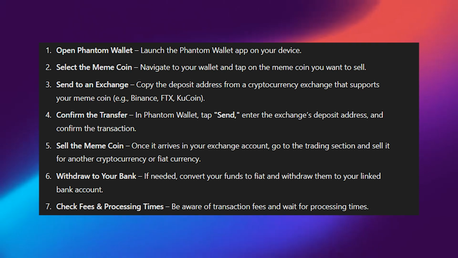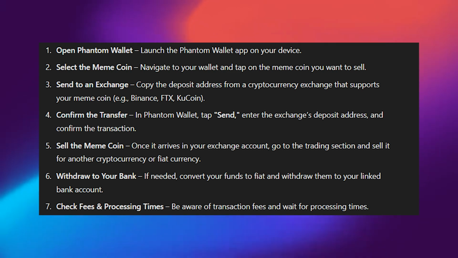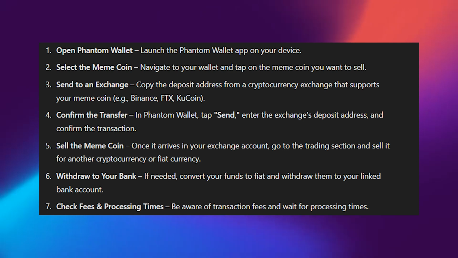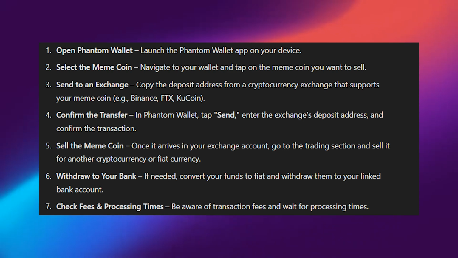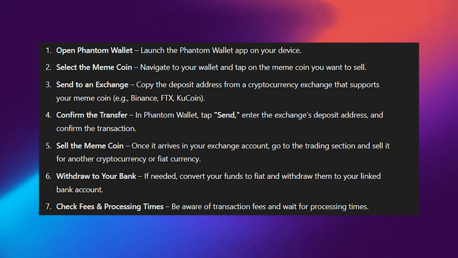Enter the exchange deposit address, specify the amount and confirm the transaction. Once the funds arrive in your exchange account, navigate to the trading section. Now, sell your meme coin for your desired currency, whether it is another cryptocurrency or fiat.